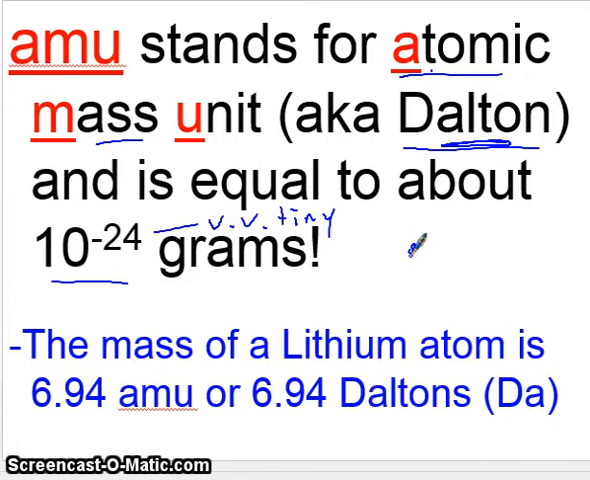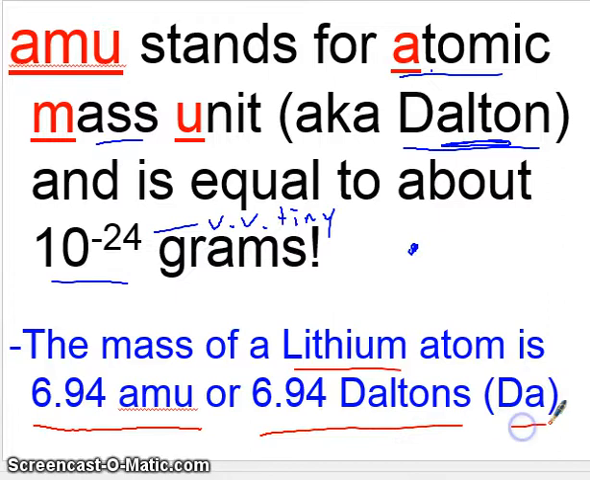And this makes sense because atoms are so small that it's almost impractical to weigh them. So we can say, for example, that if you have an atom like lithium, the mass of one atom of lithium is 6.94 AMU, or 6.94 Daltons, Da being the symbol.